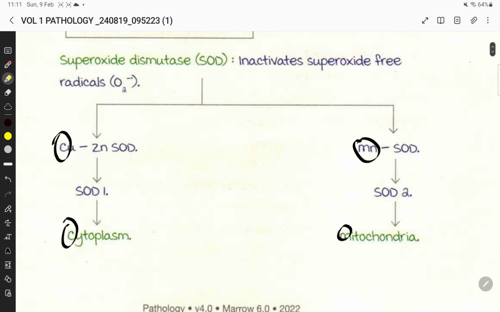Superoxide dismutase inactivates the superoxide free radicals. There are different forms of superoxide dismutase.